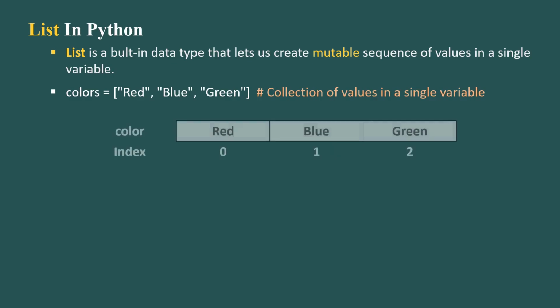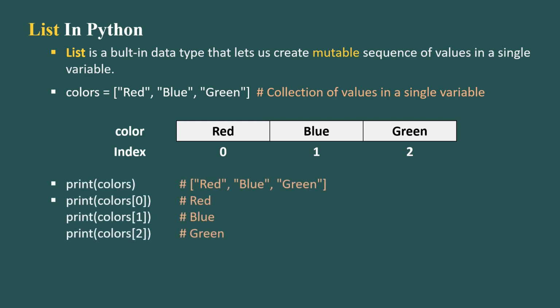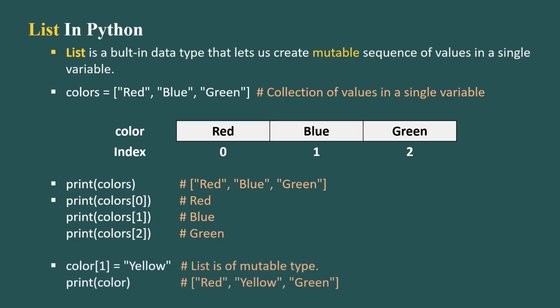In a list, the values are indexed, so we can access any value using the index. If we try to print the list variable, it will print the complete list. Here we can see it is printing red, blue and green in square brackets. So this is a complete list.